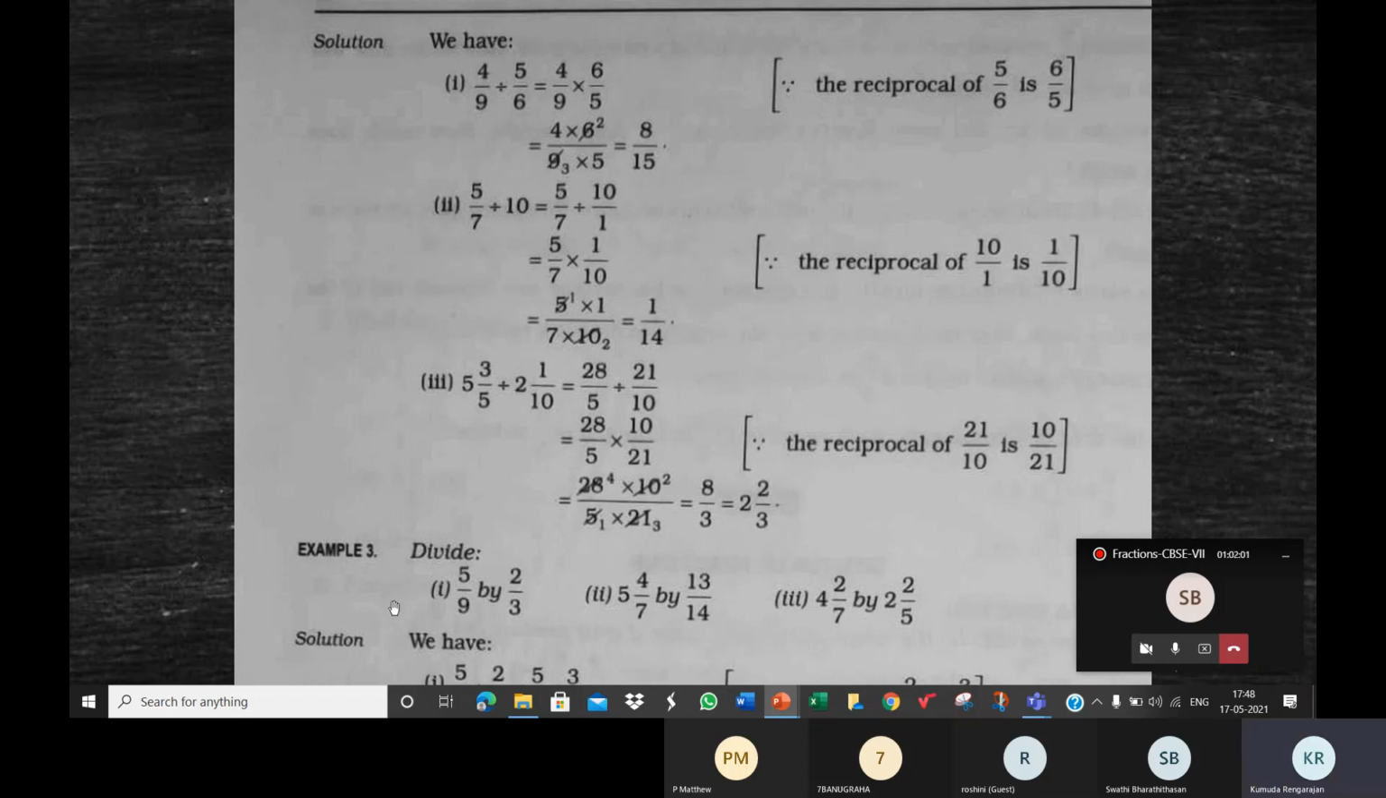Now quickly take this test, children. Do this. Be the first to answer. Complete all the 3. Write the question and work it. Write this question: divide 5 by 9 by 2 by 3, and work it. Then take up this one. Complete all the 3 and then we'll discuss the answers.